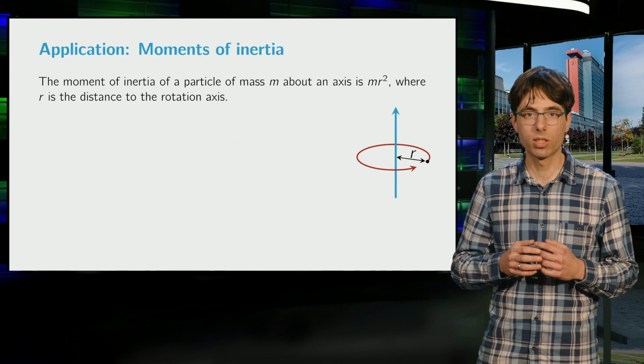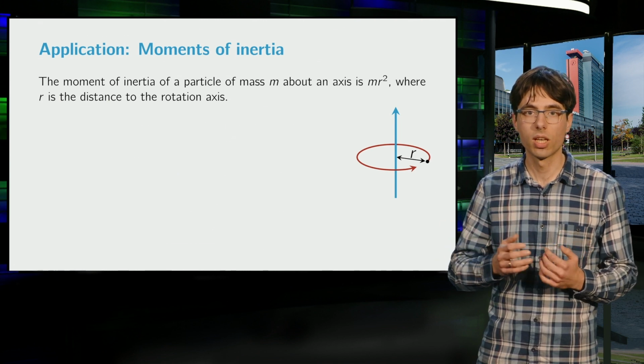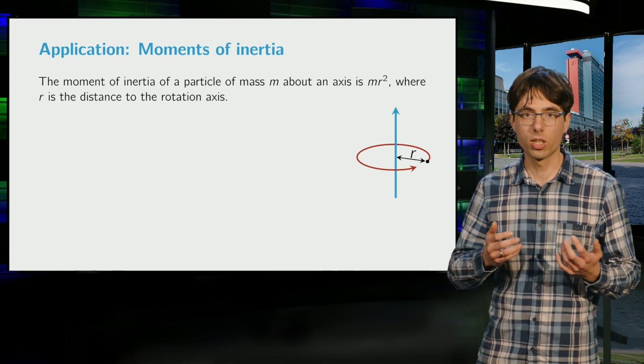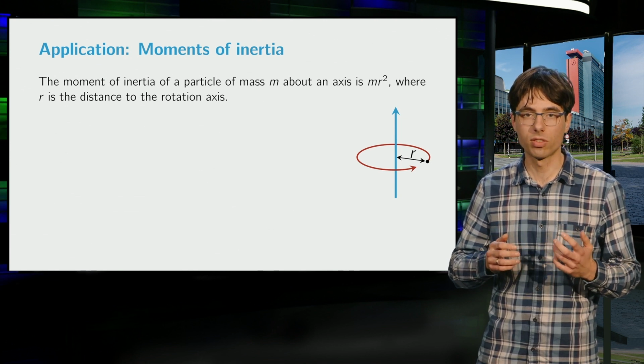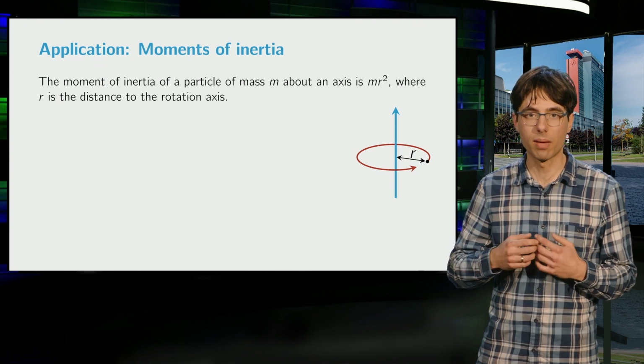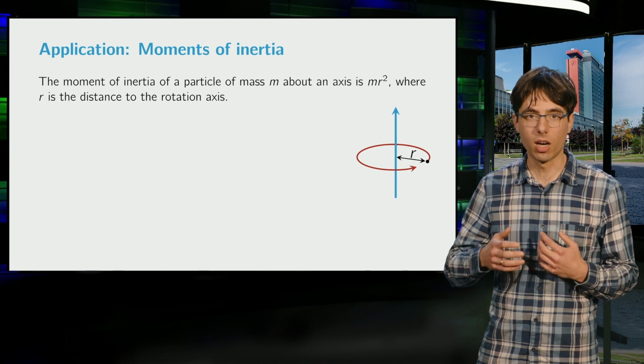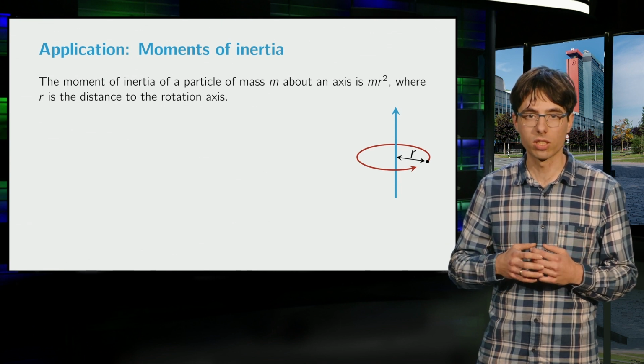Finally, let's consider the moment of inertia of a mass that rotates around an axis. This is the amount of torque needed for the desired angular rotation around this axis. For a point mass of mass m, the moment of inertia is given by mr squared, where r is the distance to the rotational axis.